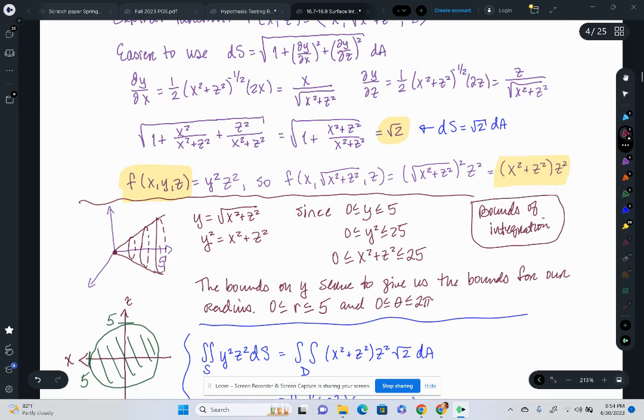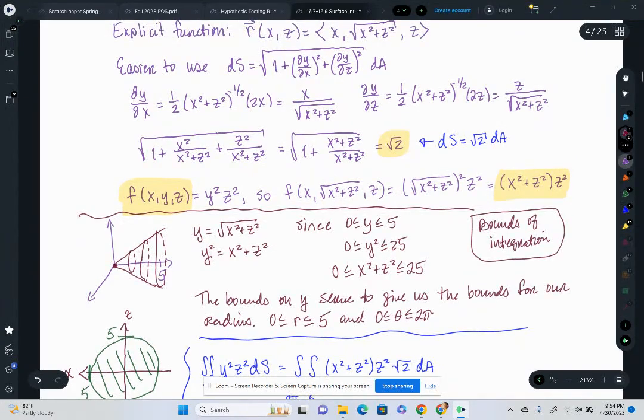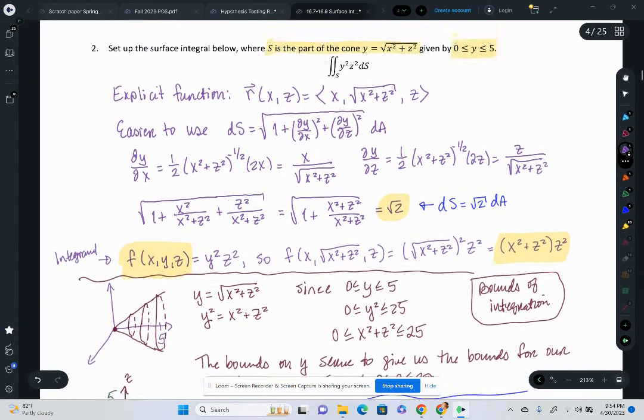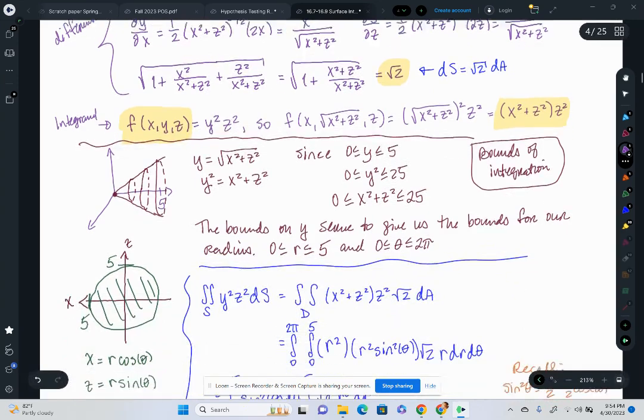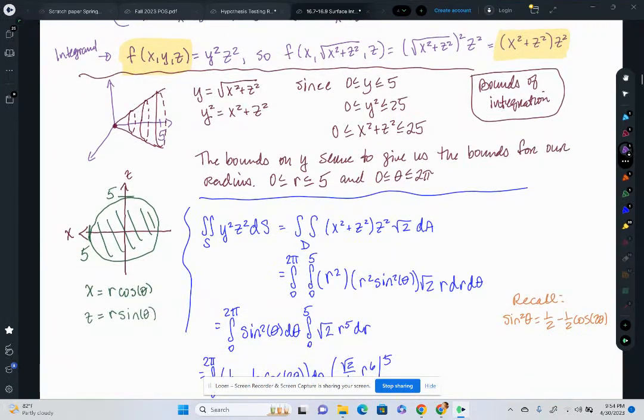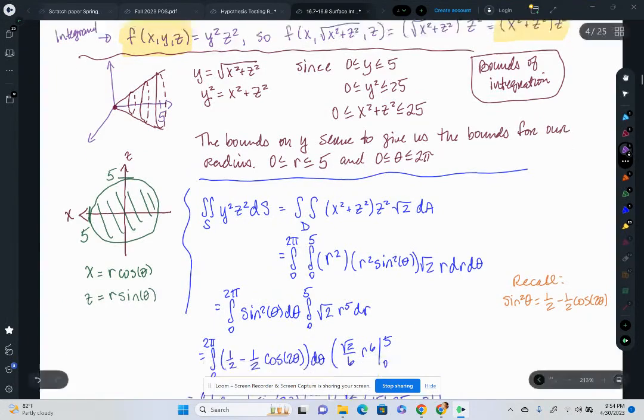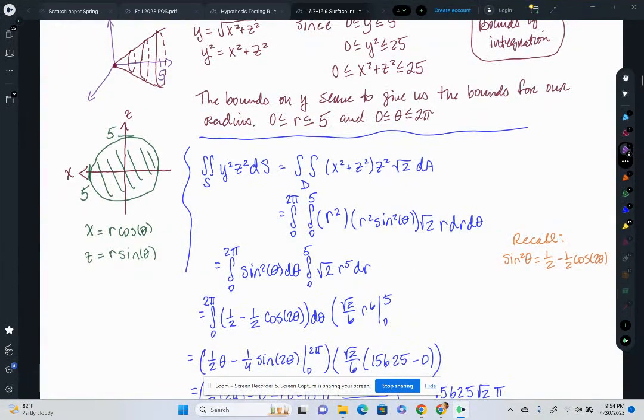You know, sometimes it's good just to label stuff. This right here was the integrand. All of this right here was the differential. Just all the parts that we have to find: differential, integrand, bounds. And then finally we can plug stuff in and realize we need to switch to a new system and go to polar coordinates.